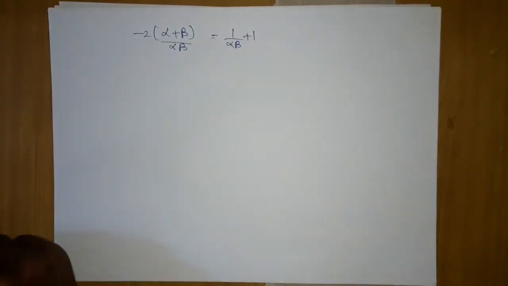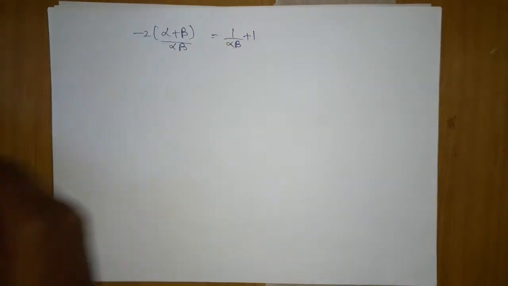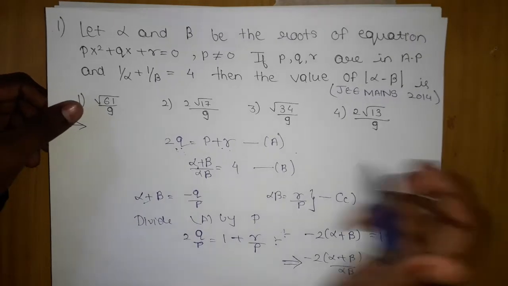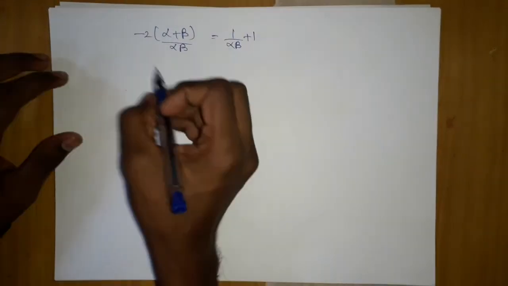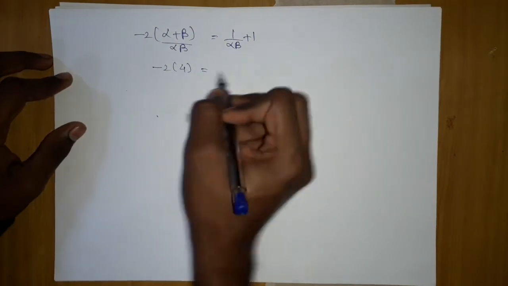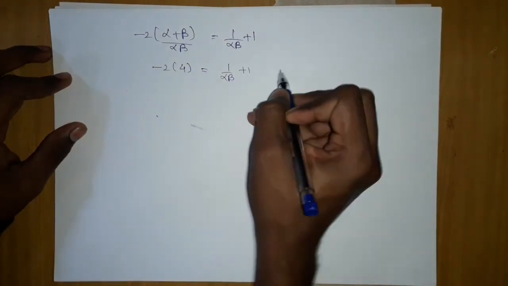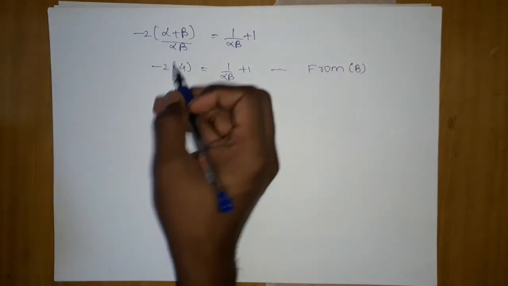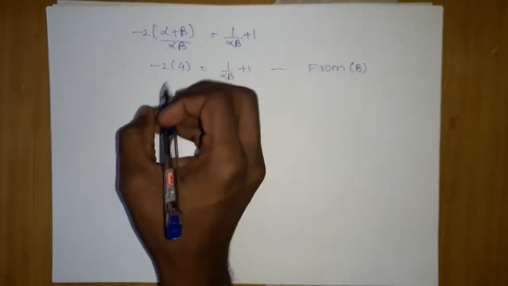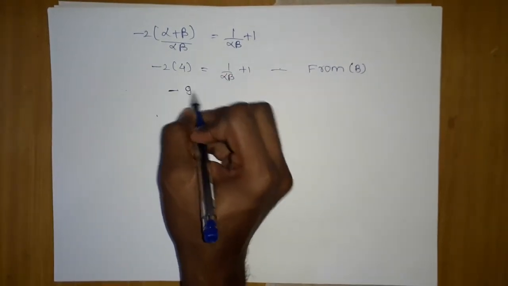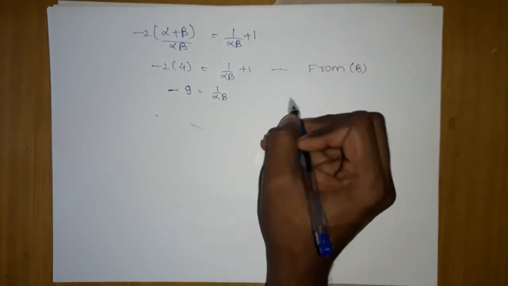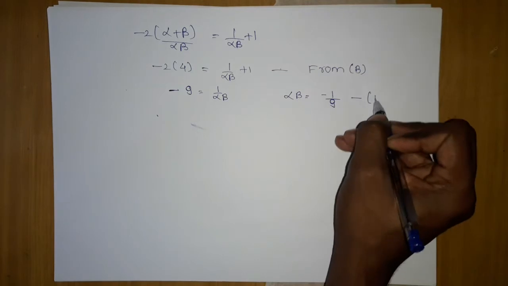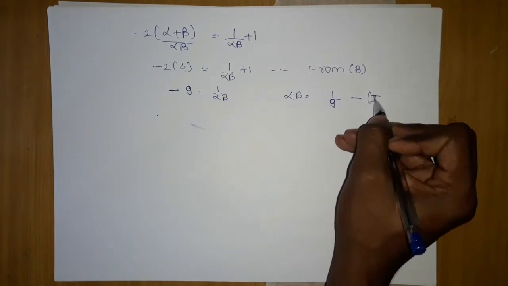Now we know its value: alpha plus beta upon alpha into beta is equal to 4, from B. Let me add the value. 2 into 4 should be equal to 1 upon alpha into beta plus 1. Simplifying, this is 8 plus 1, so 8 minus 1 equals 1 upon alpha into beta, so alpha into beta is minus 1 by 9. Let me call it numerical 1.